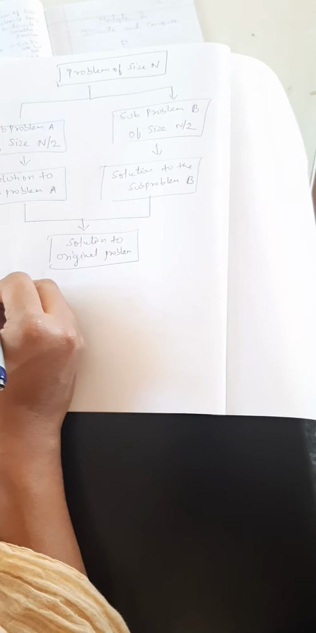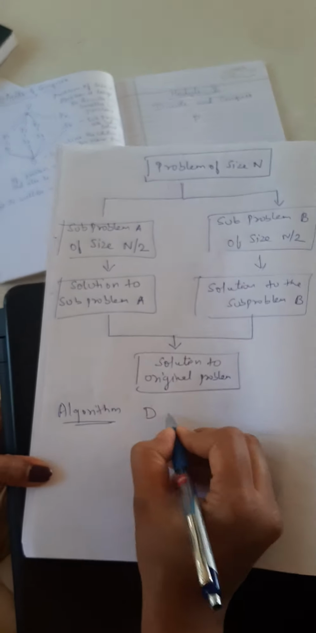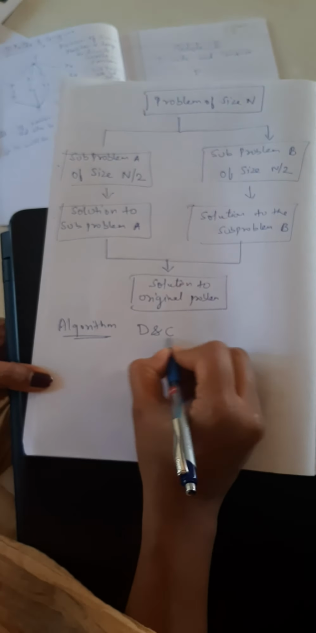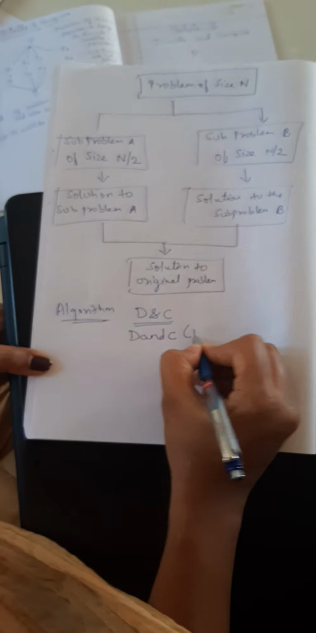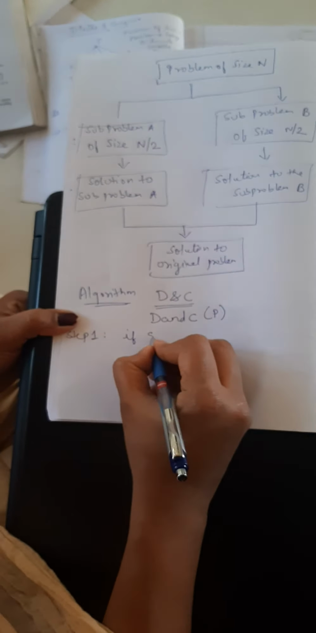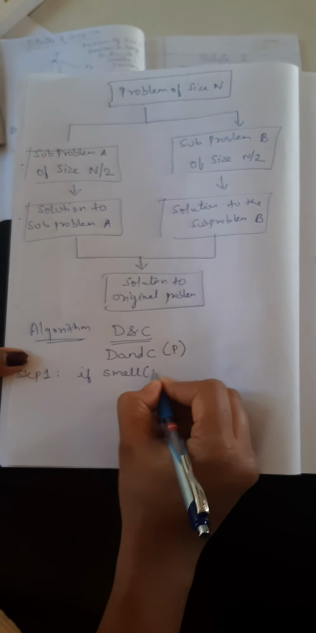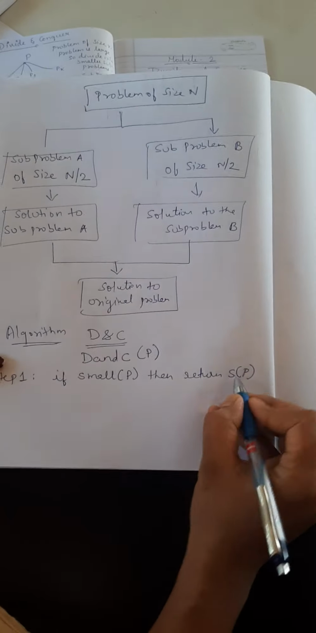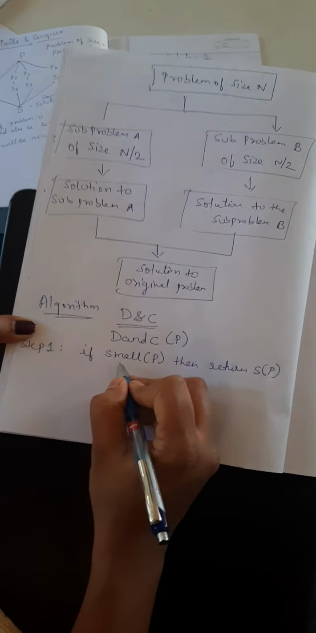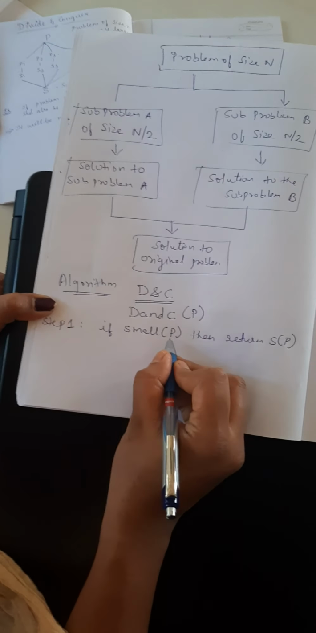Next we'll see the standard algorithm for divide and conquer. This generally will write this as divide and conquer for the problem P. First step, step 1. What is the first step if we are doing? If small means if the problem is small, then return the solution for the problem. S of P is the solution of the problem. This is small of P means if the problem is small.